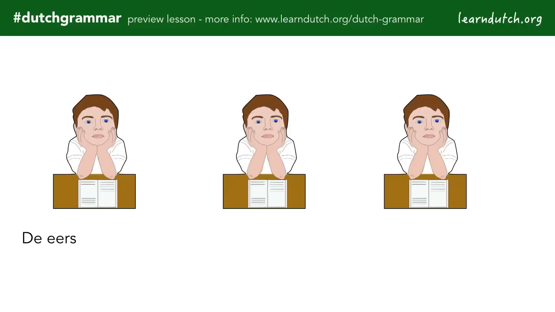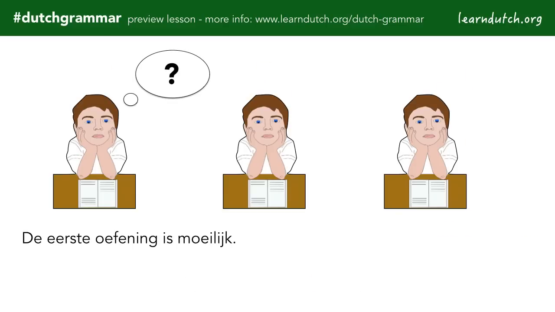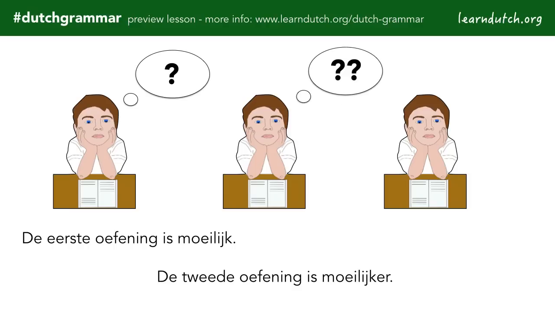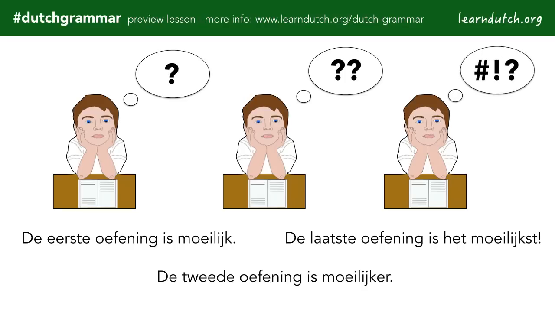Next one. De eerste oefening is moeilijk. The first exercise is difficult. De tweede oefening is moeilijker. The second exercise is more difficult. De laatste oefening is het moeilijkst. The last exercise is the most difficult. Moeilijk, moeilijker, moeilijkst.